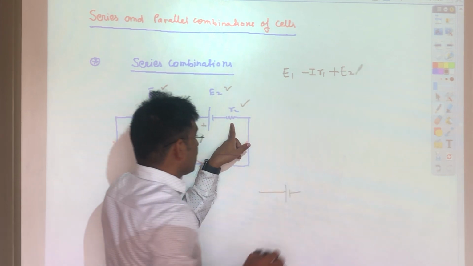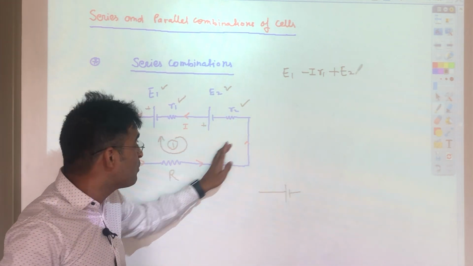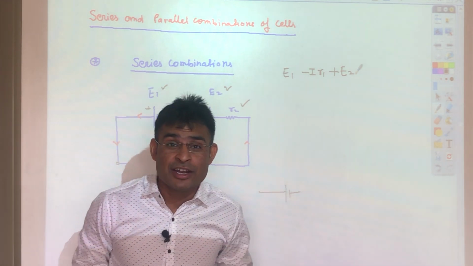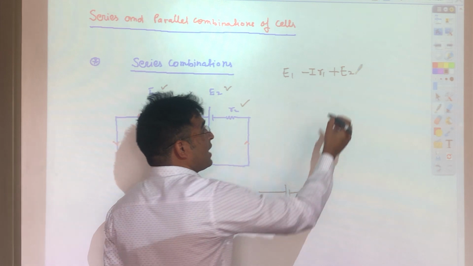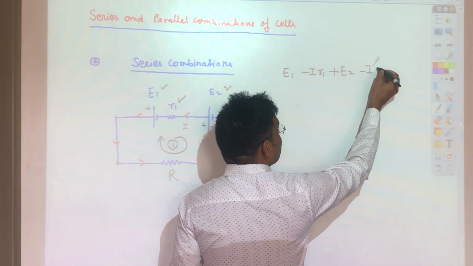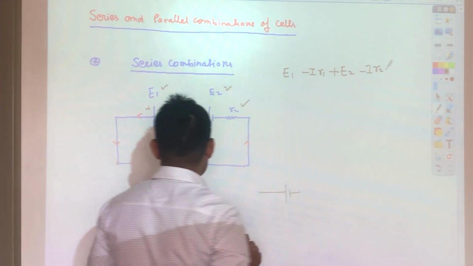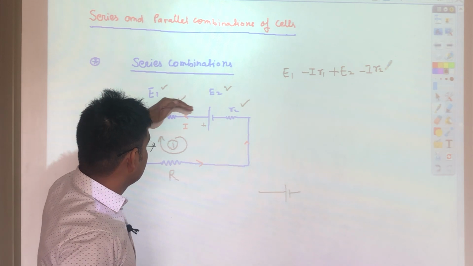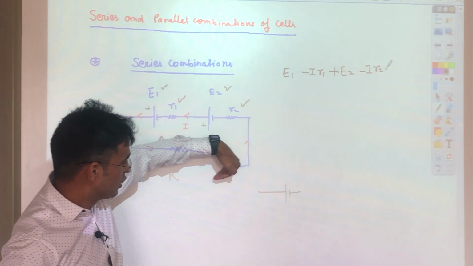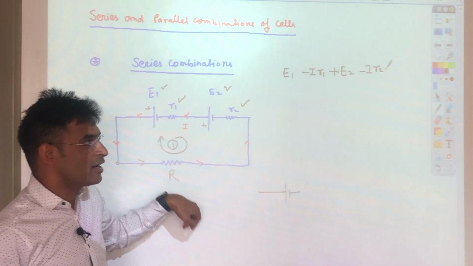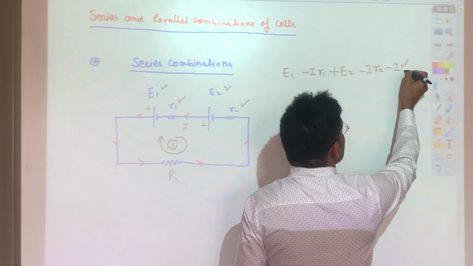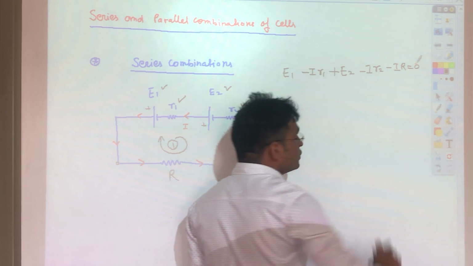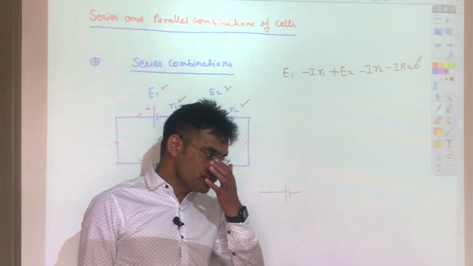And then again in resistance R2, I am moving in the direction opposite to the current. I am moving clockwise and the current is moving anti-clockwise. So what will I write? Minus I into R2. And then I reach this point, and when I reach this resistance, capital R, I can write minus I into R, that should be equal to 0.